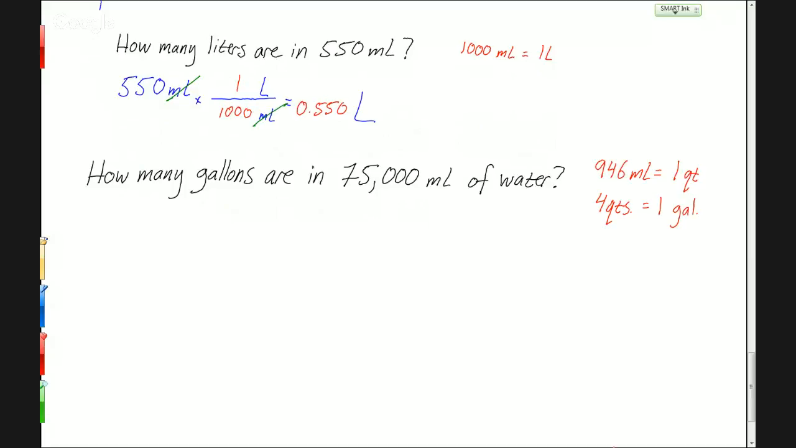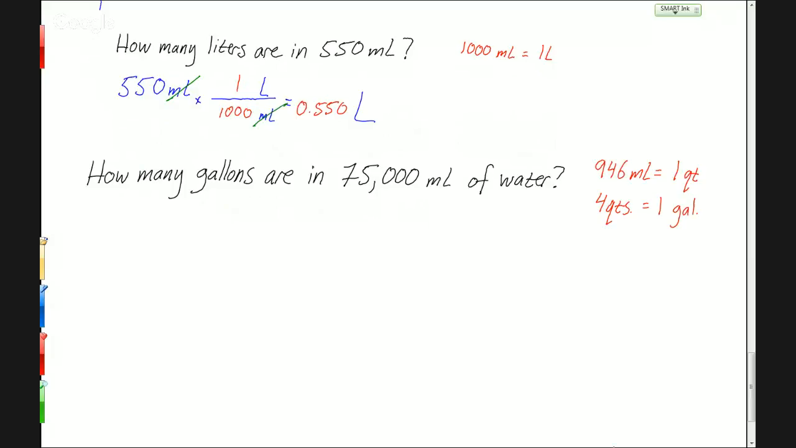Notice that there is no factor here that tells you exactly how many milliliters are in a gallon, which is what the question is asking. We've got milliliters to quarts, and we've got quarts to gallons. We don't have milliliters to gallons. So we have to work that out ourselves. And that tells us that this is going to take more than one step. So here's how we do it. You set up a little plan for yourself.